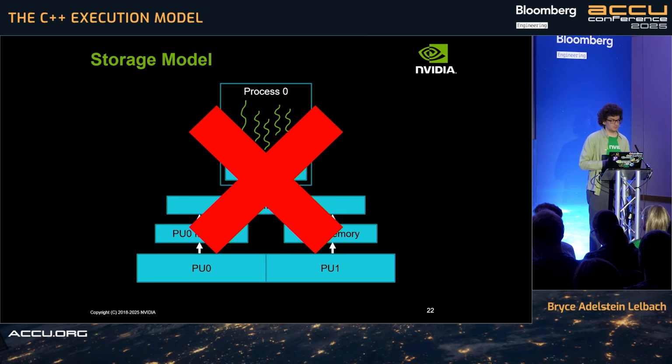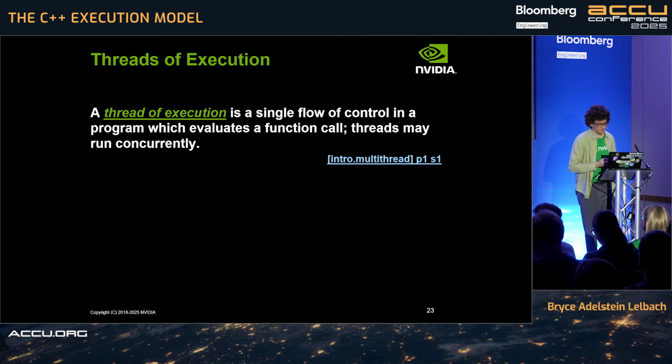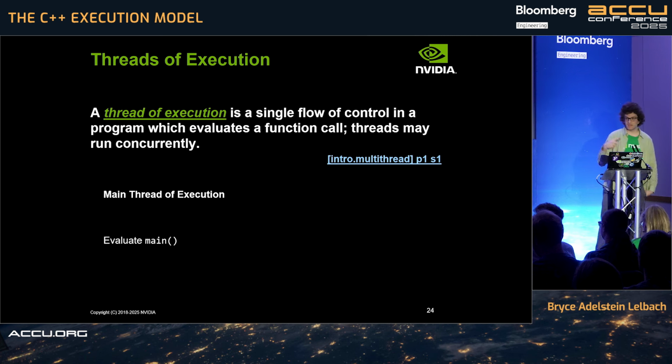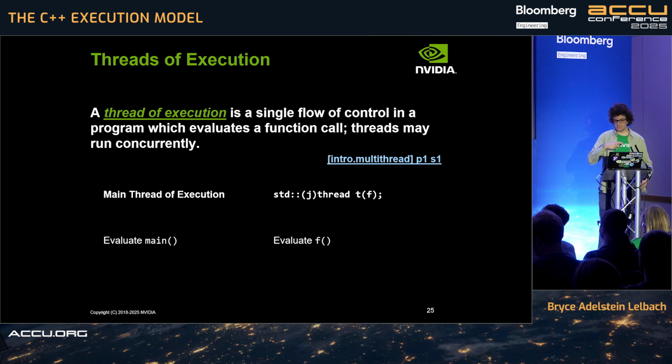Okay, so now let's move on to the key component, the primary agent of action in C++, which is threads of execution. So what is a thread of execution? It is a single flow of control in a program that evaluates a function call. And threads may run concurrently. And that's really when all of the trouble began, when we allowed the threads to run concurrently. So there's the main thread of execution in a program, which evaluates the main function. So you've always got at least one thread. std::thread and std::jthread also create a thread of execution, which evaluates the invocable object that is passed to them.